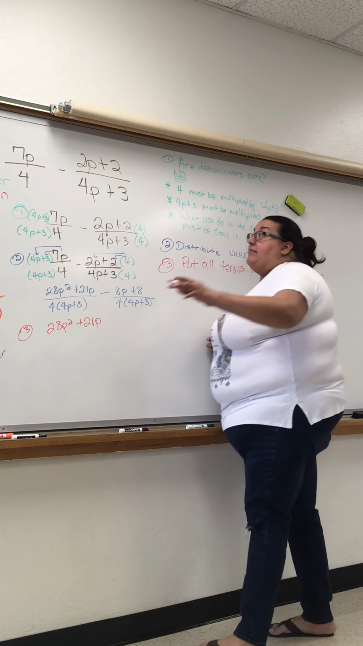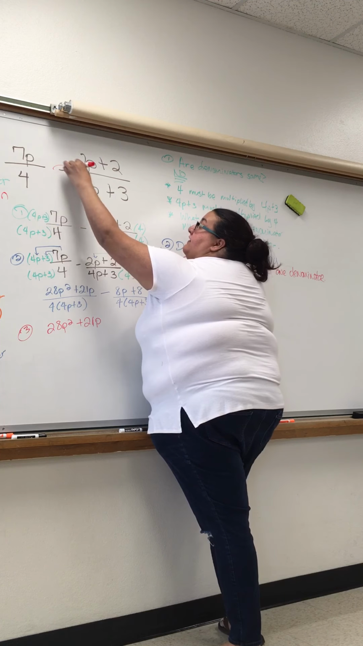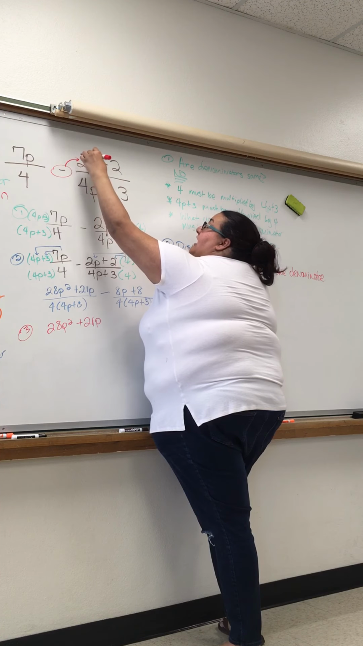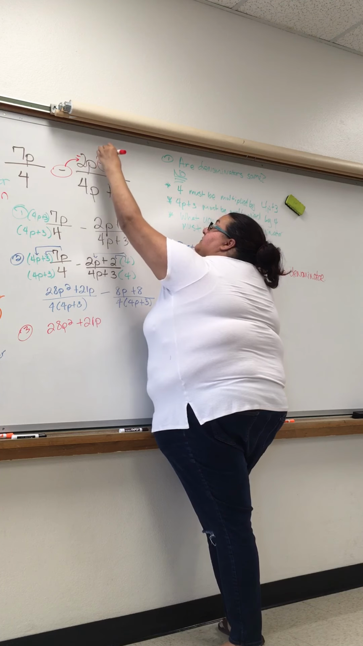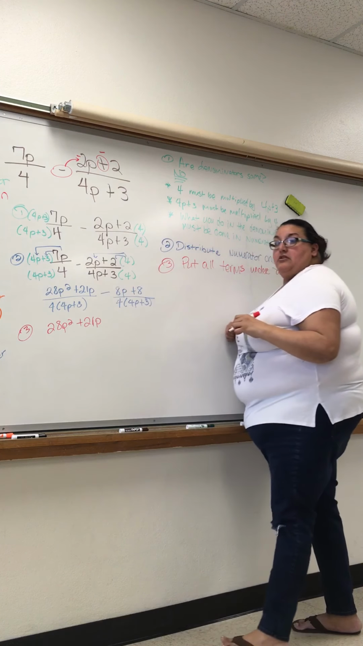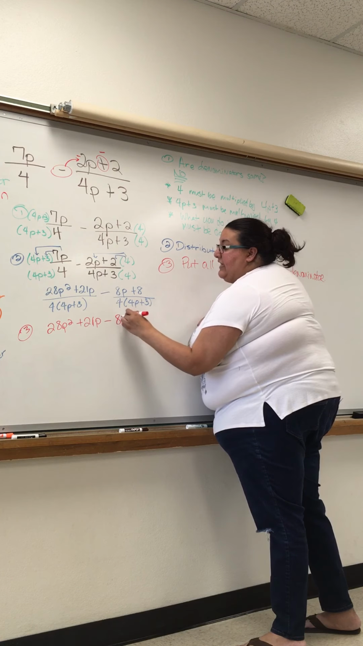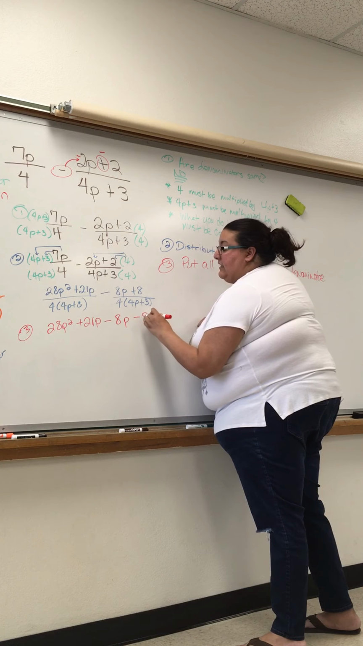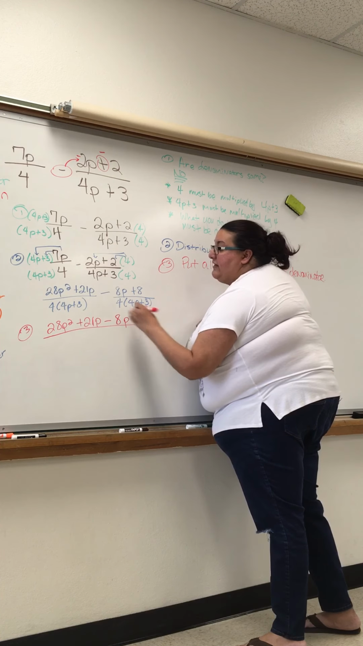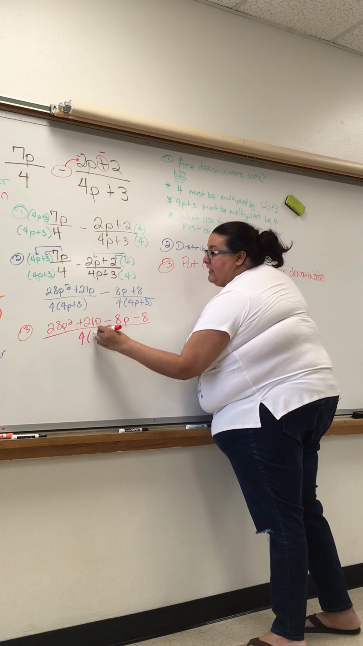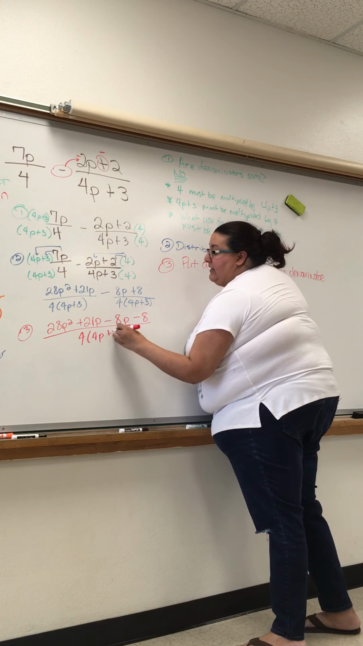So I could have, and I'm going to go back to the original problem, I could have taken this and changed that to a minus 2p, and this would have turned to a minus 2. So I want you to see what I just did there. So that becomes minus 8p minus 8, and that's all divided by 4 times 4p plus 3.